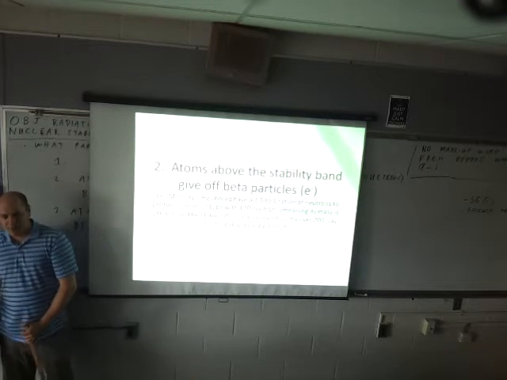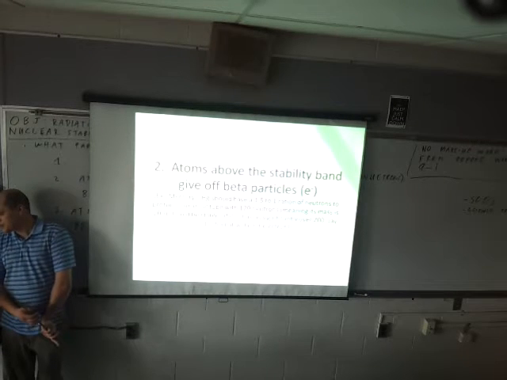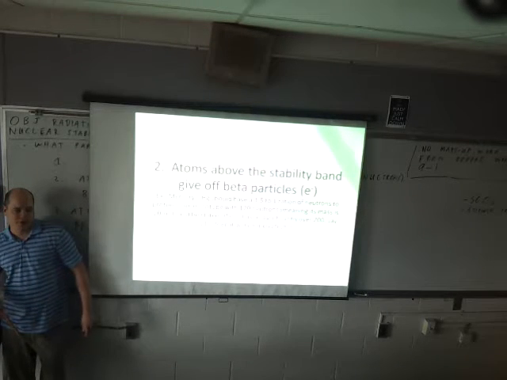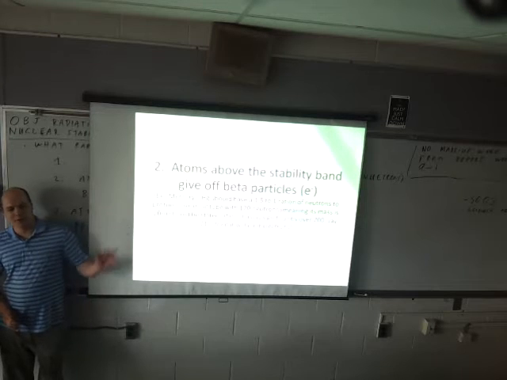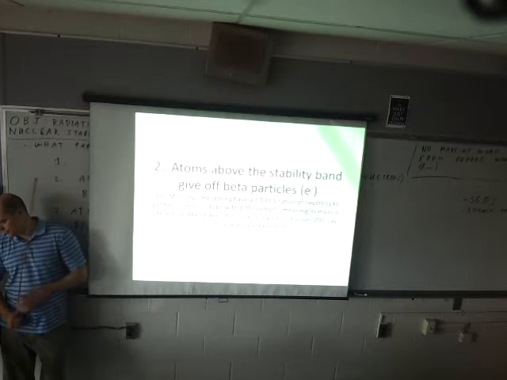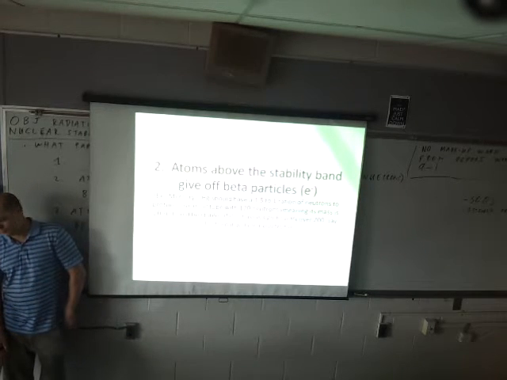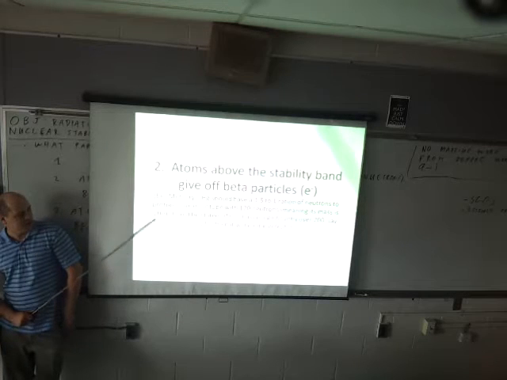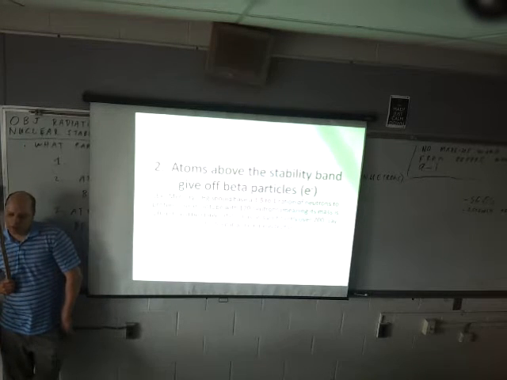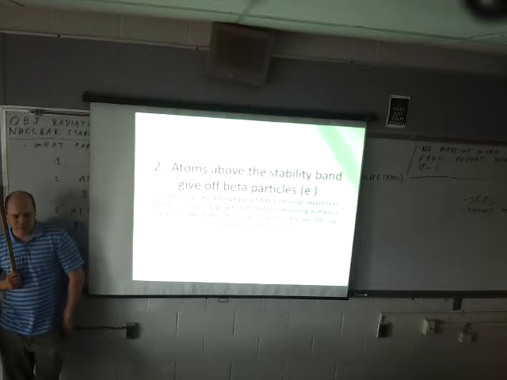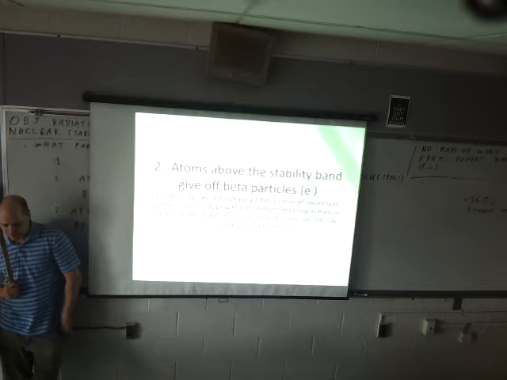Number 2, atoms above the stability band. So this means that they have too many neutrons for that band. I'll explain the example. It's up to you if you want to write it down. Just write the first rule down first. I'll talk about it.